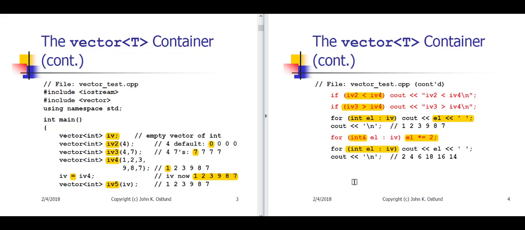So when we then loop through IV a third time, displaying the elements that are in IV, what we're going to see is that the elements have all doubled. They used to be 1, 2, 3, 9, 8, 7. Now they're 2, 4, 6, 18, 16, 14. So this business of using a range for loop with a reference parameter is very useful.